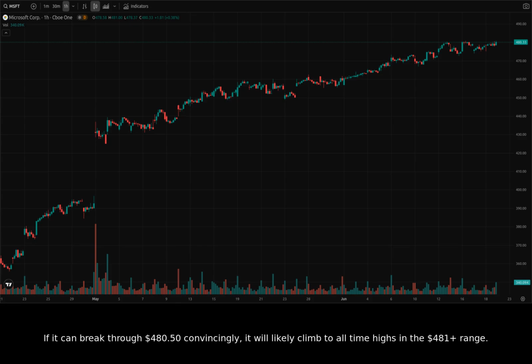If it can break through $480.50 convincingly, it will likely climb to all-time highs in the $481 plus range. If it cannot breach $480.50 and instead declines and breaks $478, then a downward trend may have begun.